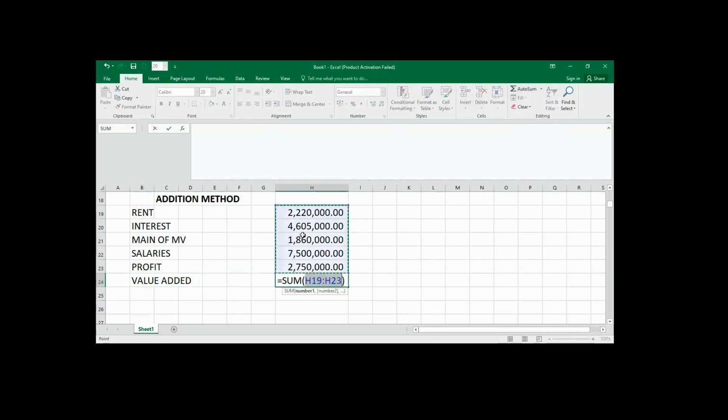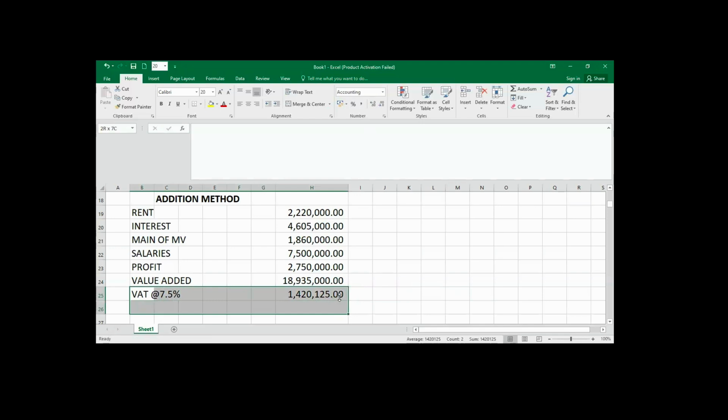So it is this value added that we now apply the rate to. So we now have VAT at 7.5%. So which should be that value, 18,935,000 multiplied by 7.5 divided by 100. So that will give us 1,412,0125. The answer you are going to arrive at here is not going to be the same. You are going to arrive at an entirely different answer.